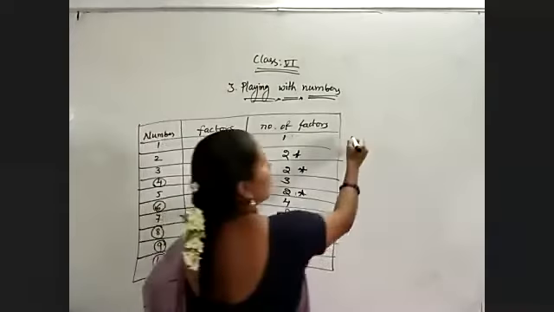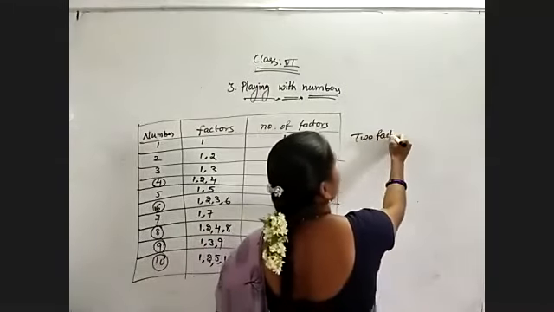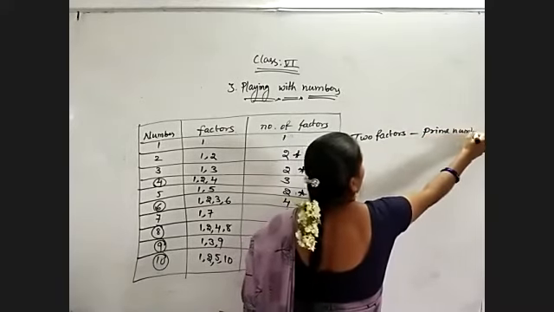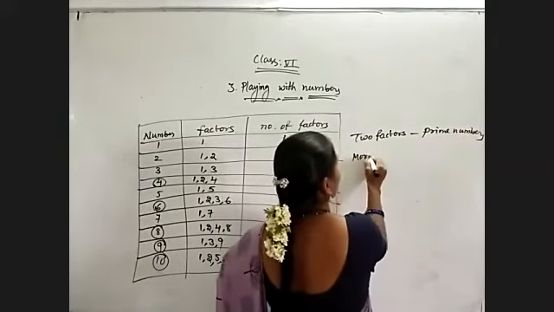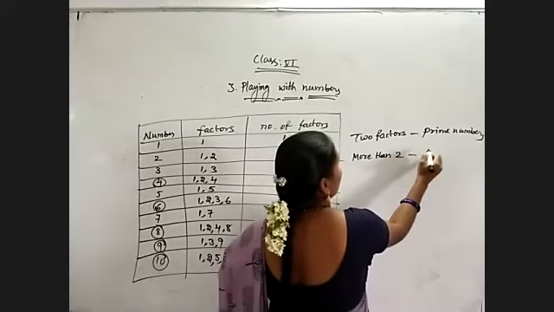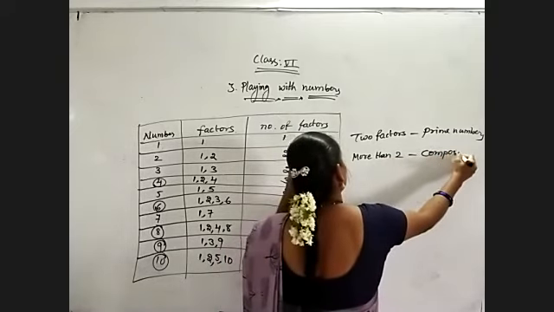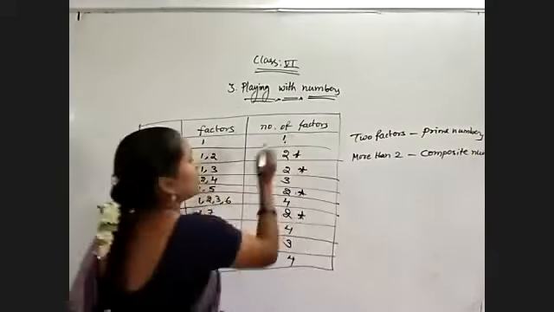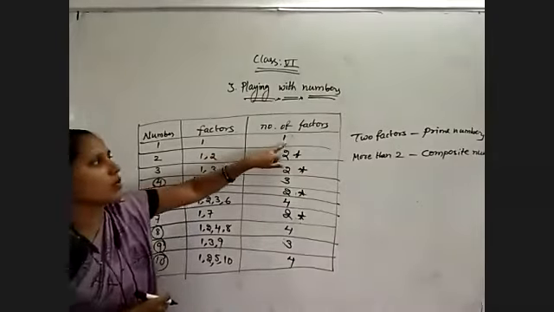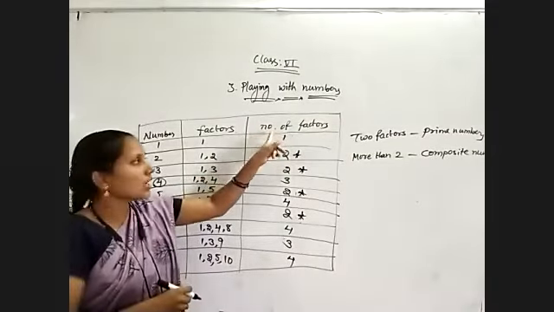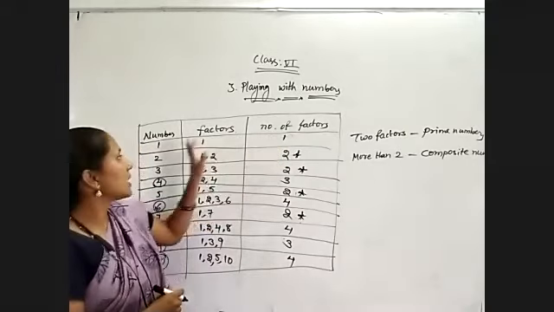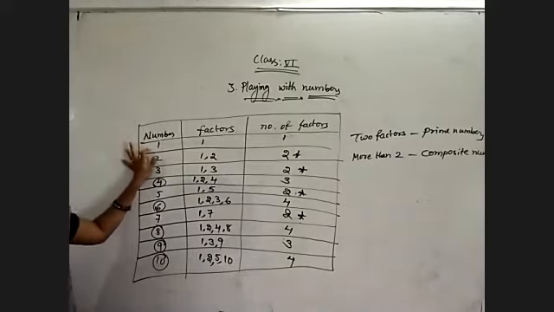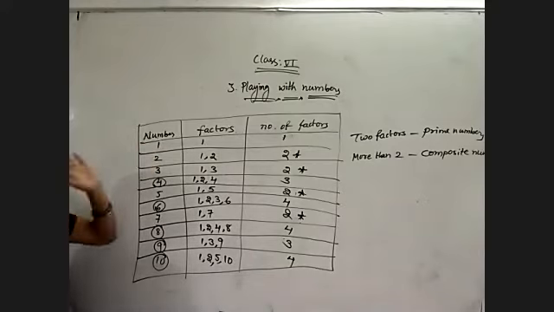Numbers which have only 2 factors are prime numbers. Numbers which have more than 2 factors are called composite numbers. And what about 1? 1 does not have 2 factors or more than 2 factors. It has only 1 factor. So it is not a prime number, not a composite number. So 1 is neither prime nor composite because it has only 1 factor.